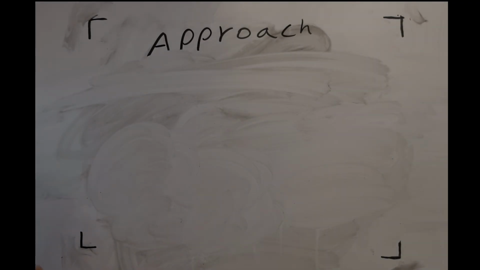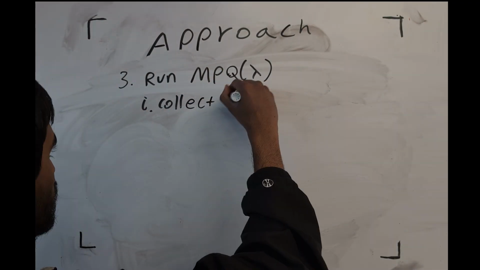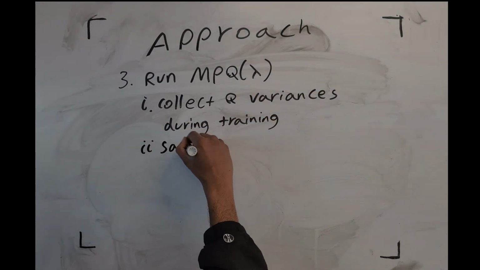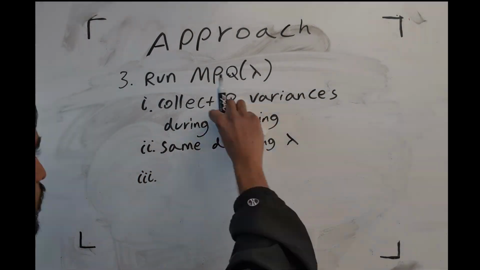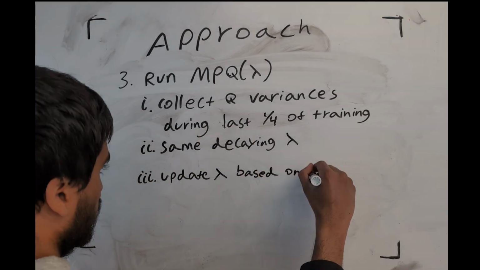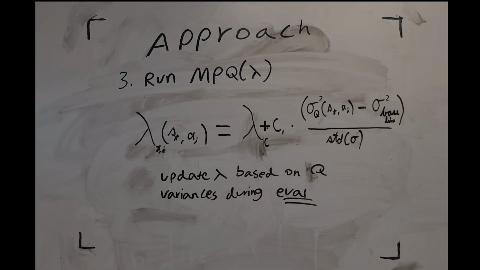So now comes our adaptive MPQ lambda algorithm. First, we run the same training loop as MPQ lambda, with the exception of the fact that we are collecting all the variances that are outputted from the ensemble network during the last 1/4 of training. We use this to estimate a baseline mean and standard deviation of the ensemble network variances. During evaluation, however, we update lambda adaptively for every rollout based on the Q variances from the initial state and initial action.